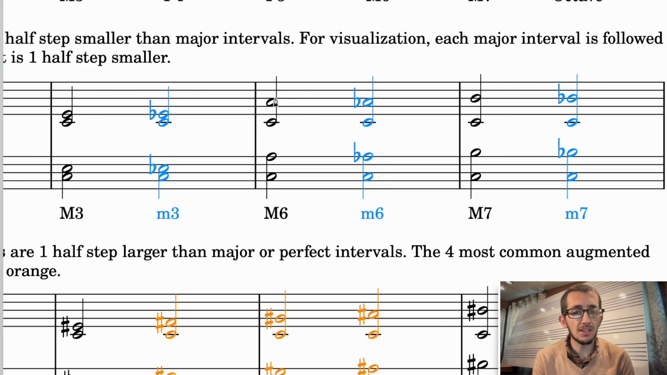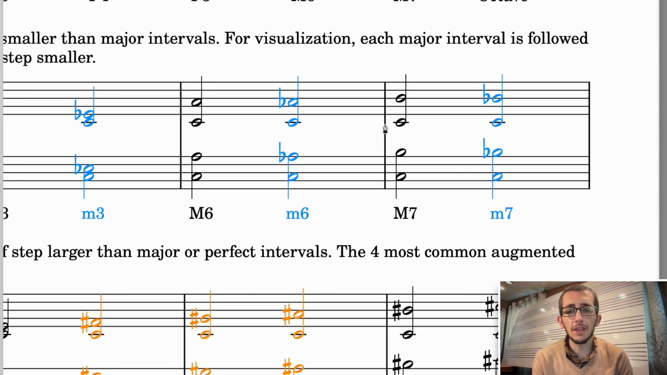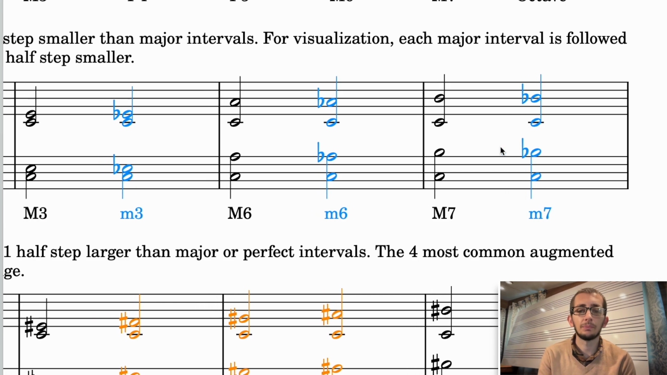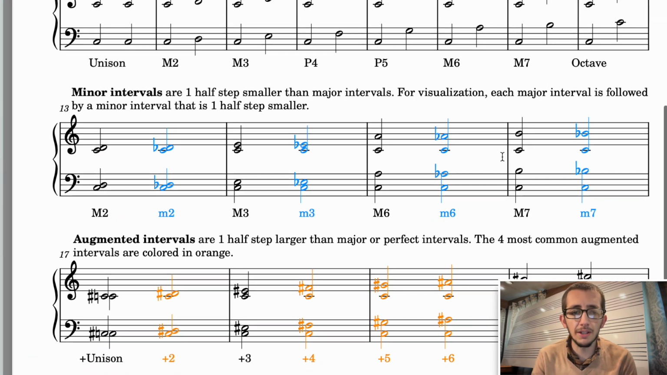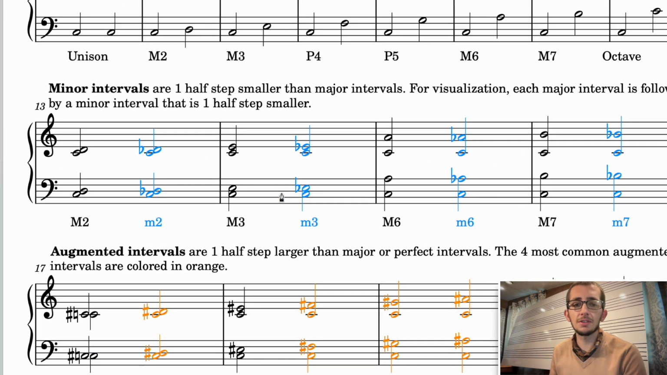And then C to A is a major sixth. Lower that A by a 1/2 step, and you get a minor sixth. So C to A flat is a minor sixth. C to B was our major seventh. And if we lower that B by a 1/2 step, we'll get a minor seventh, C to B flat. So here's what all of these minor intervals sound like after playing the major interval.